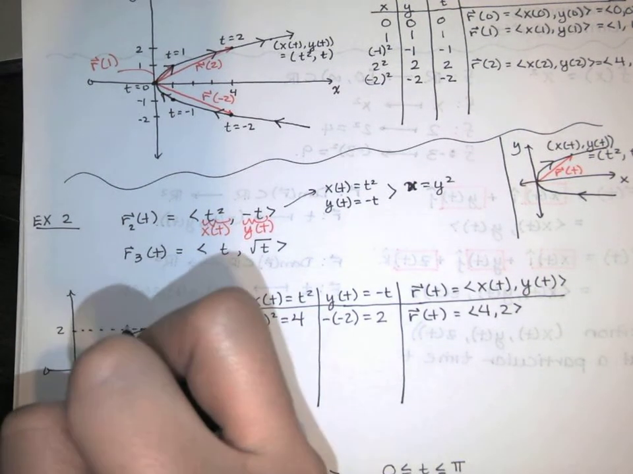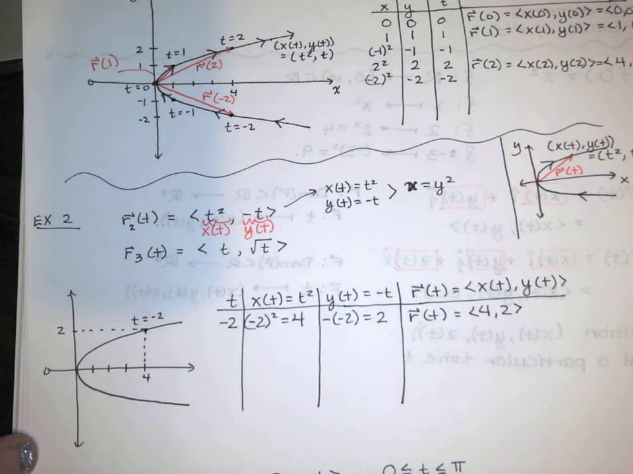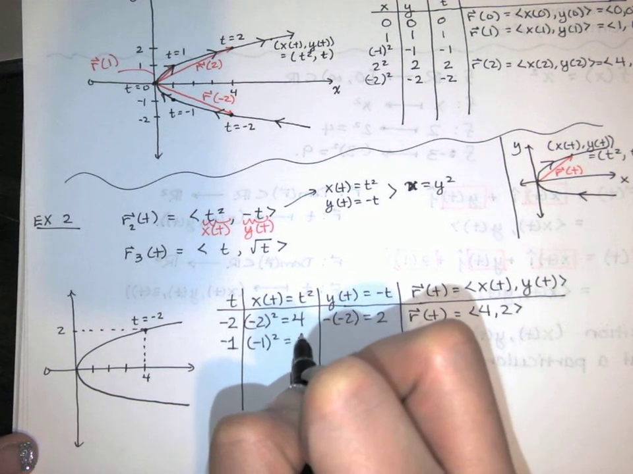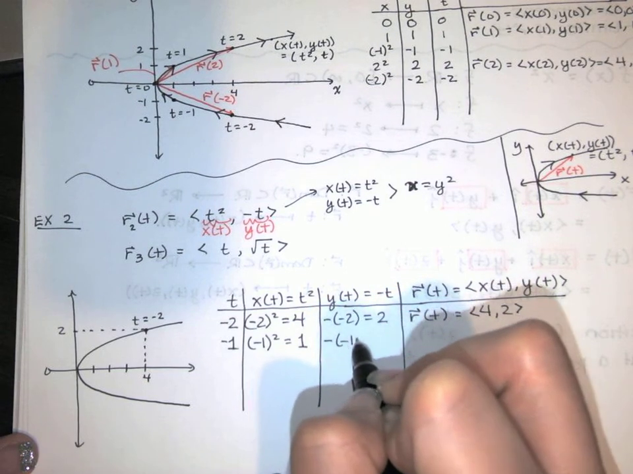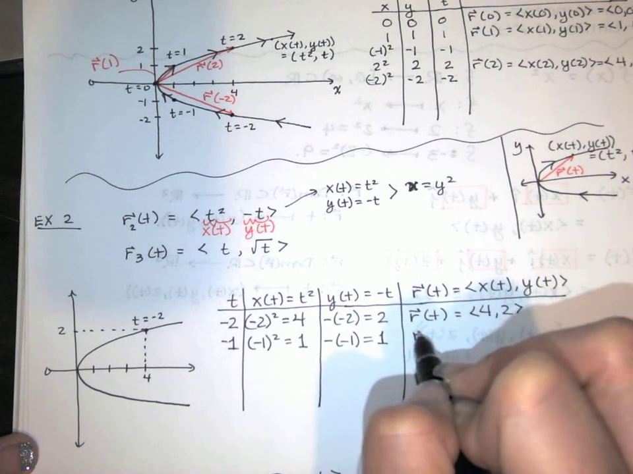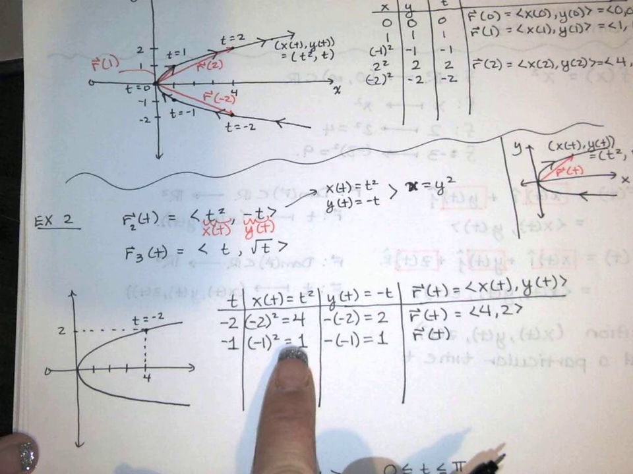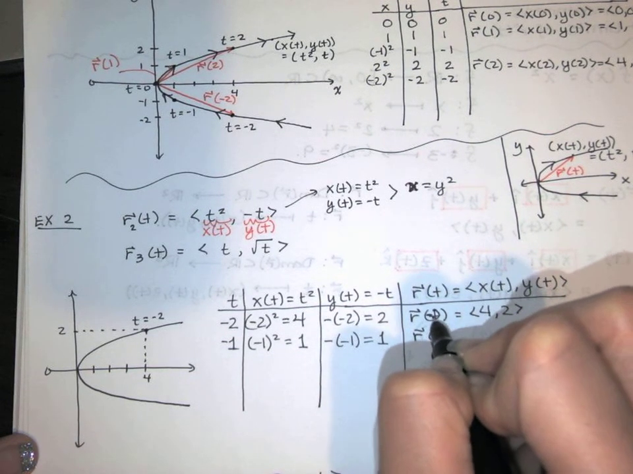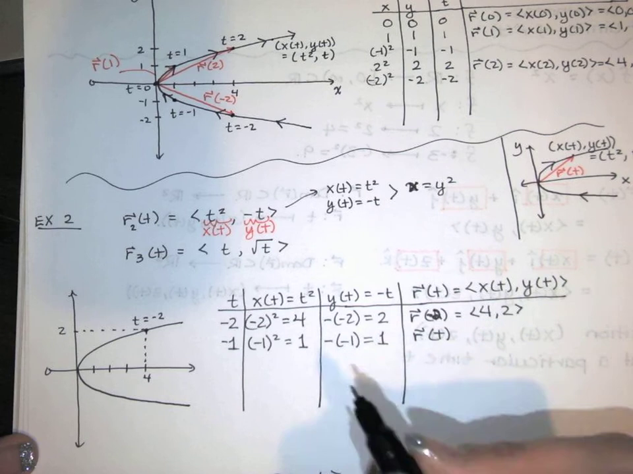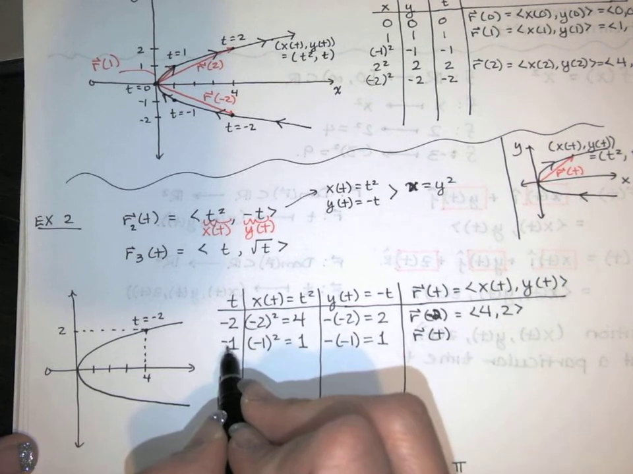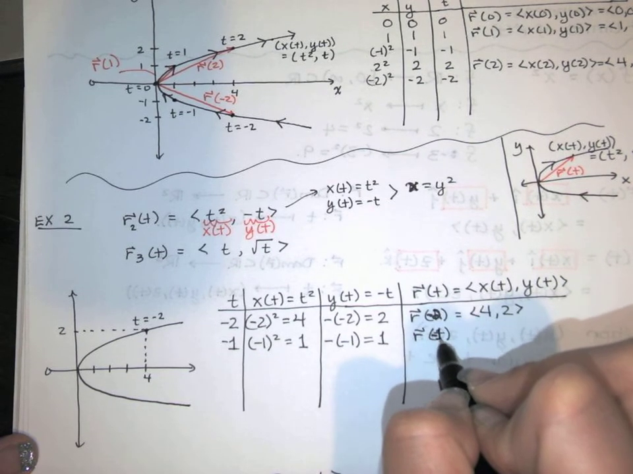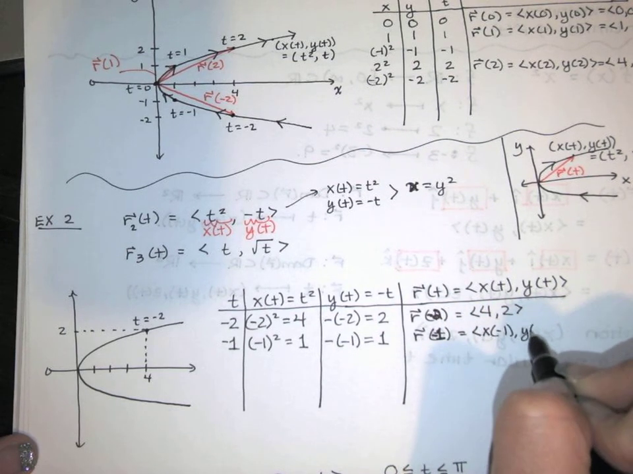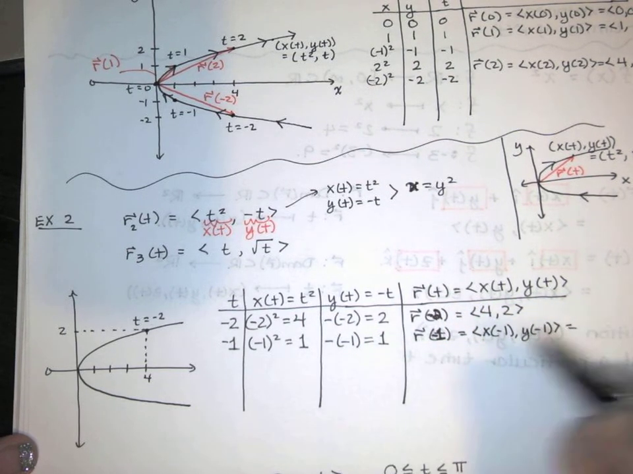So we're right here at t equals negative 2. And then at t equals negative 1, x of t is negative 1 squared, which is 1, and y is negative 1, which is 1. So r of t has components x of t, y of t. Oops, this time I put in a t, I should have put in a negative 2. On this one, I'm putting in t equals negative 1, so r of negative 1 is x of negative 1, y of negative 1, which happen to be 1, 1.